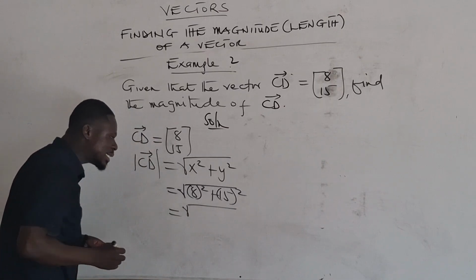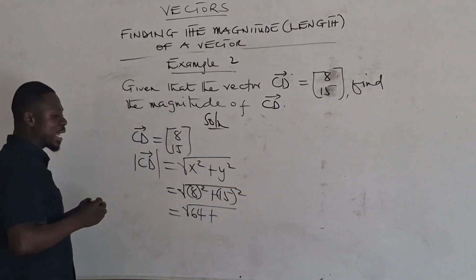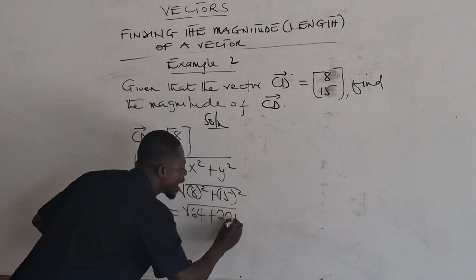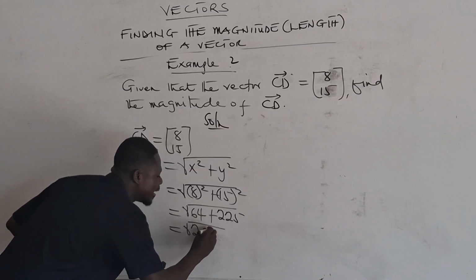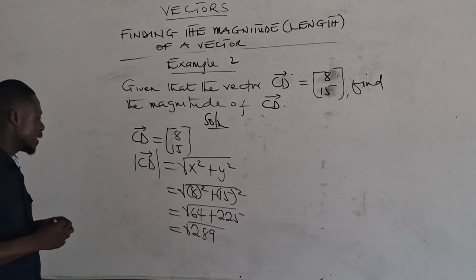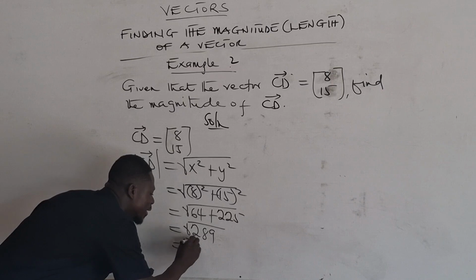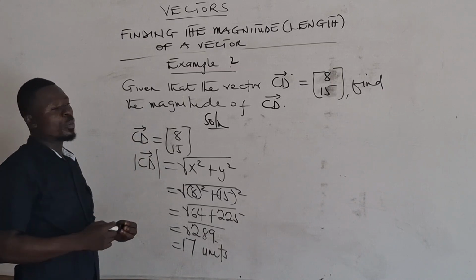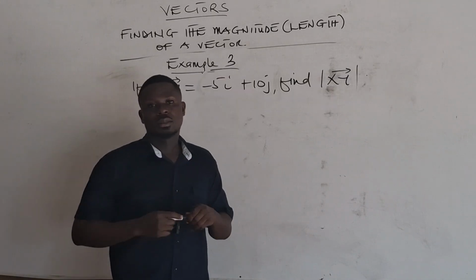When you square 8, it will give you 64. When you square 15, you will get 225. By addition, we will have 289. And the square root of 289 is 17. So the answer will be 17 units. So this will be the magnitude of vector CD.